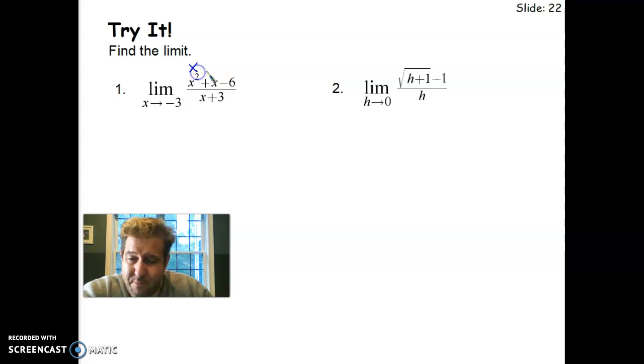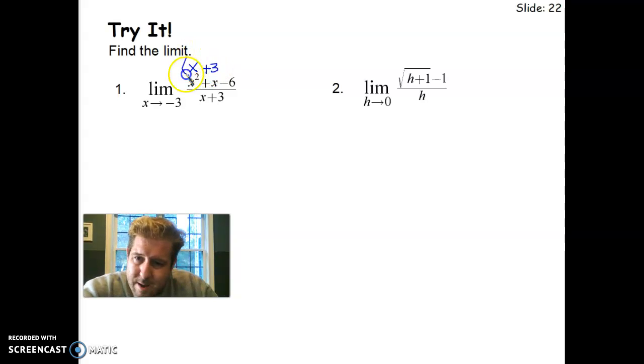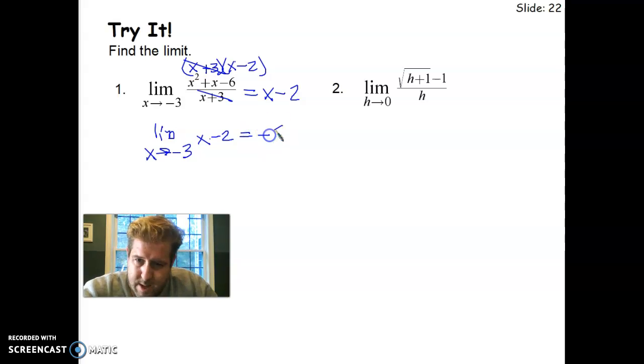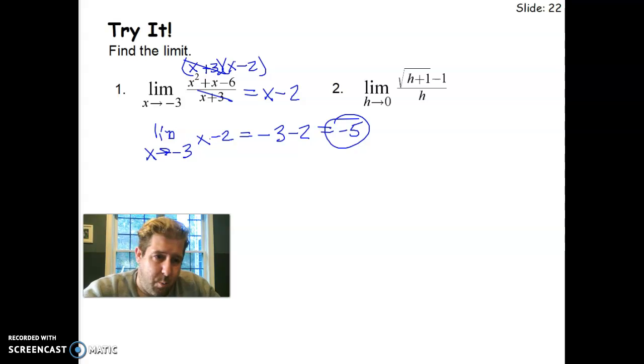So this one can be factored. I think if you put negative 3 in here, let's just say it is indeterminate. So this is going to be x plus 3 times x minus 2. And then you can cancel these out. So this actually is x minus 2. So the limit, this question is actually fairly easy, as x is approaching negative 3 for x minus 2 equals negative 3 minus 2, which is negative 5.